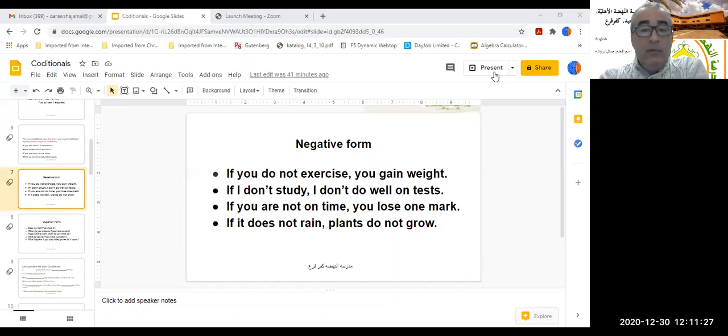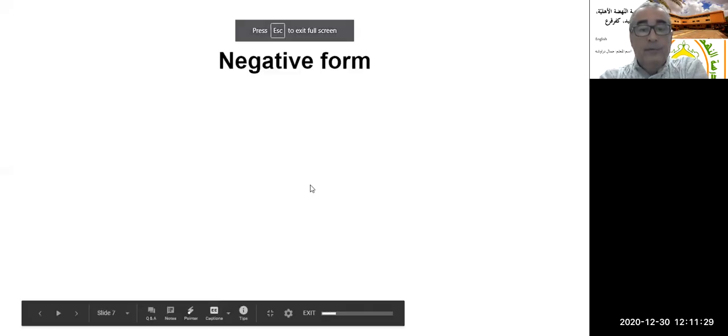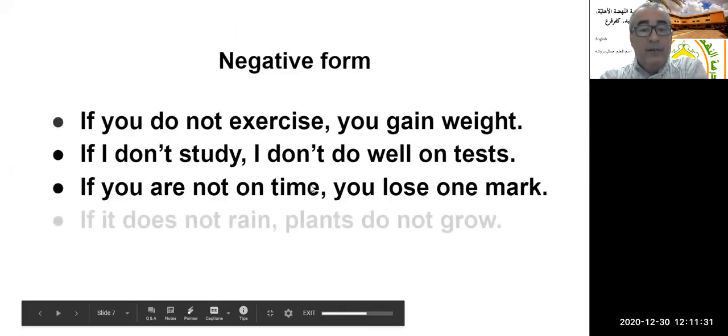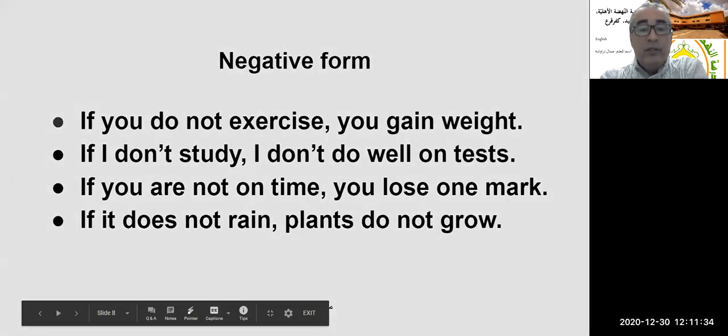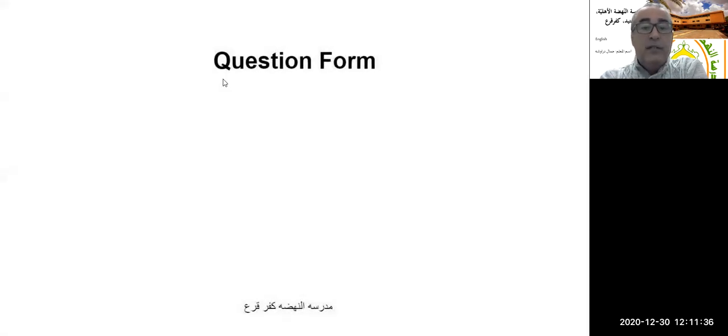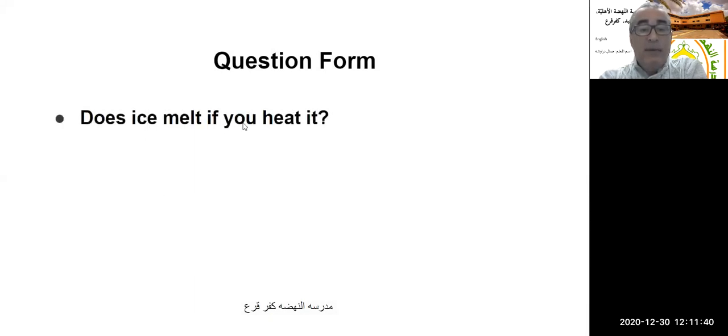All right, let's move on. We finished the negative form. Now we are moving on to the question form in the zero conditional. If we say ice melts if you heat it and we want to ask a yes/no question, we use does here because we are talking about ice. Does ice melt if you heat it?